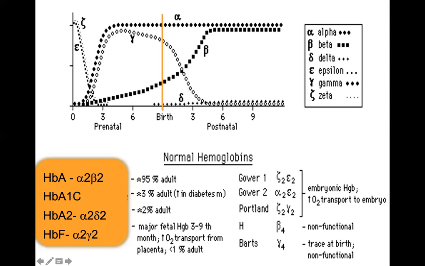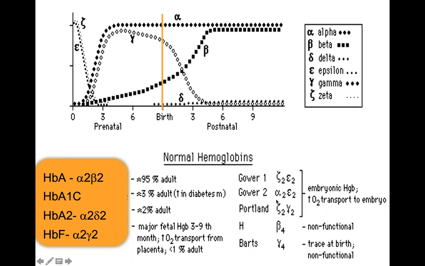And then you also have the fetal hemoglobin or hemoglobin F, which is the major fetal hemoglobin from the 3rd to the 9th month, and it has increased transport of oxygen from the placenta. It is composed of less than 1% of the adult hemoglobin. As you can see, it has 2 alpha and 2 gamma chains. And then you also have your embryonic hemoglobins: Gower 1, composed of 2 zeta and 2 epsilon chains. Gower 2 is composed of 2 alpha chains and 2 epsilon chains. Then you also have your Portland, which is composed of 2 zeta and 2 gamma chains.